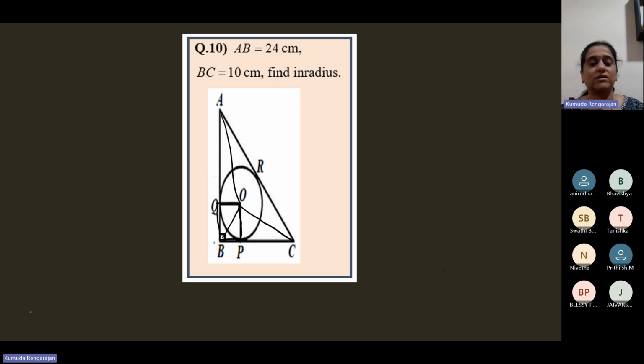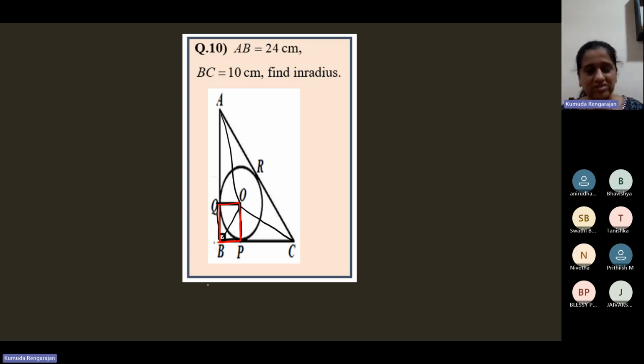So I was telling you about approach 1. You can join O to A, O to B, O to C, divide the whole triangle into 3 smaller triangles and frame this equation. Sum of the areas of the 3 small triangles is equal to the area of the whole triangle ABC. Using that, you can find the value of R. Or approach 2, prove that this quadrilateral is a square.